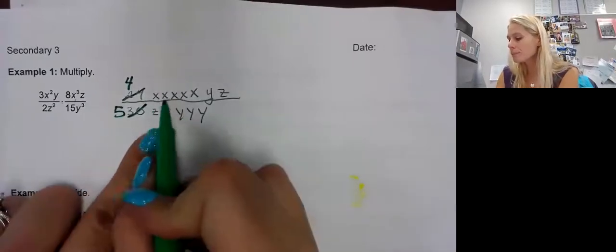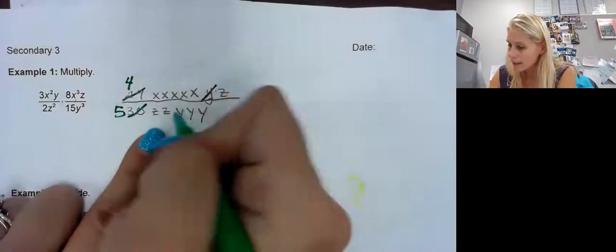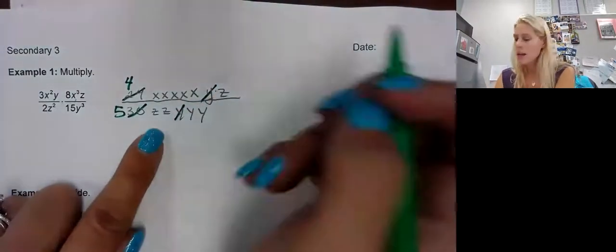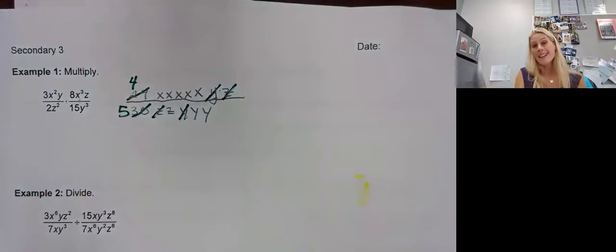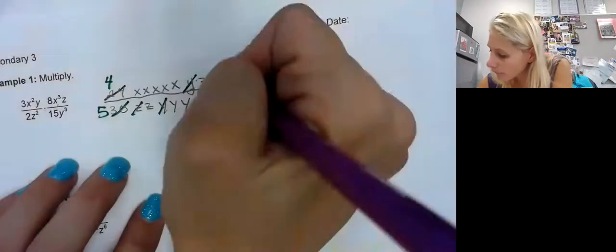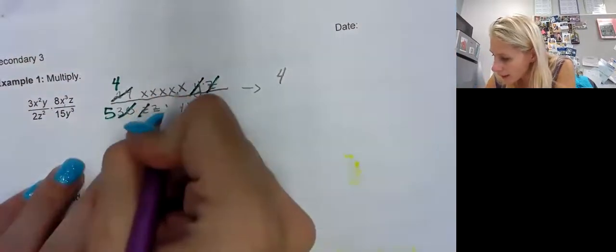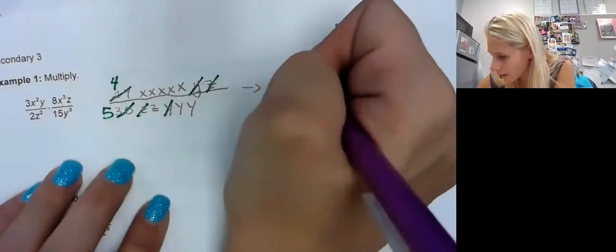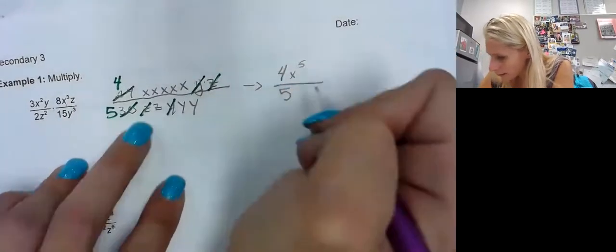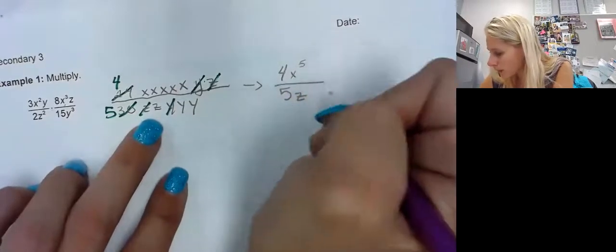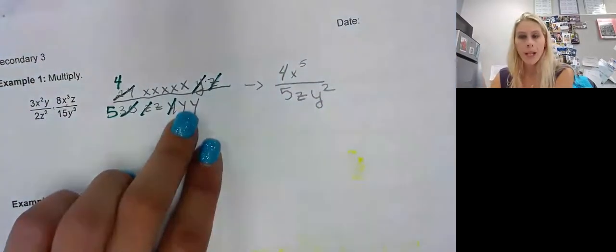I also see none of the x's can be canceled, but there's one y here that can cancel with one y here. There's one z here that can cancel with one z here. When I'm done canceling, I'm able now to write my final answer, which would be 4 on top. And how many x's do we have? 5. So x to the 5th all over 5. That's z to the 1st. I don't have to put 1 in if I don't want to, but I have y squared. And we're done.